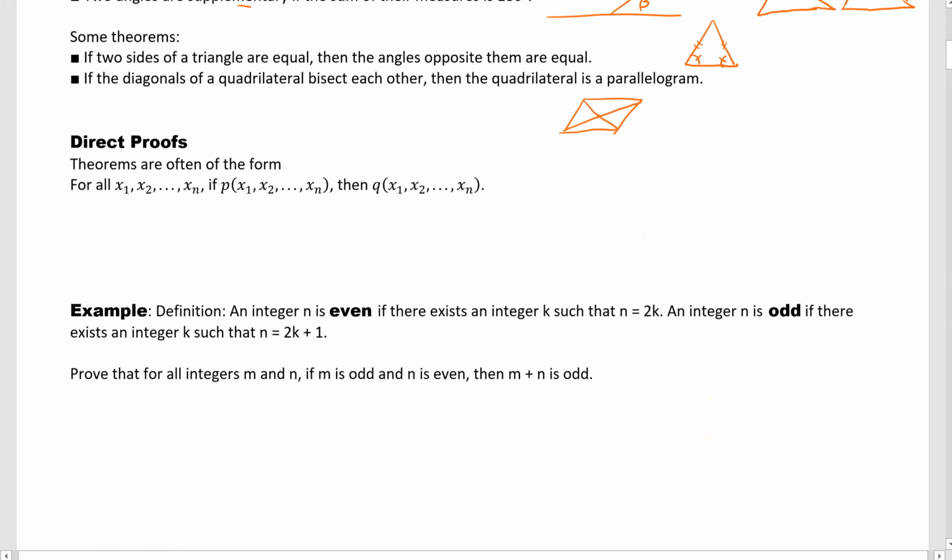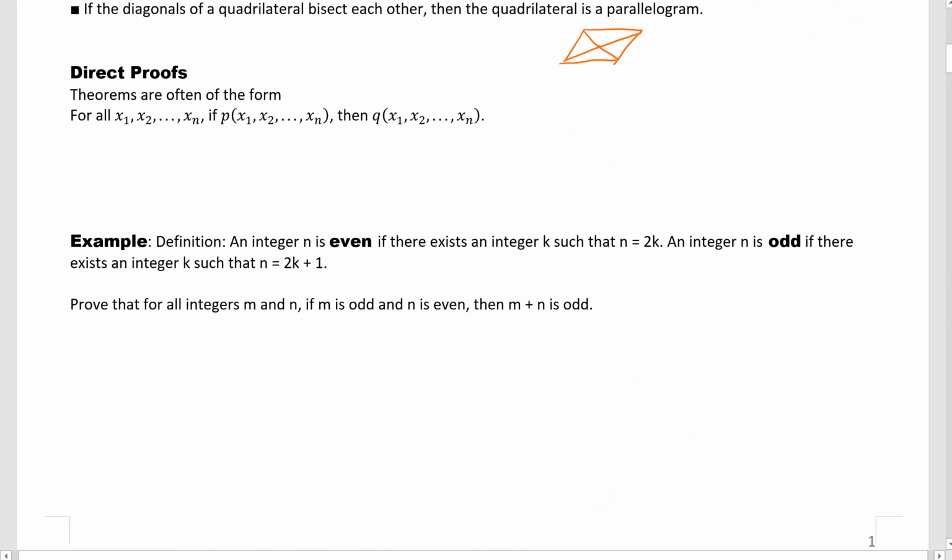Next, direct proof. Theorems are often of the form: for all x1, x2, ..., xn in some sets, and usually these belong to the domain of discourse. Usually when we work with real numbers, then it's real numbers. Sometimes it could be positive integers. It really depends on the problem. So we have the domain of discourse.